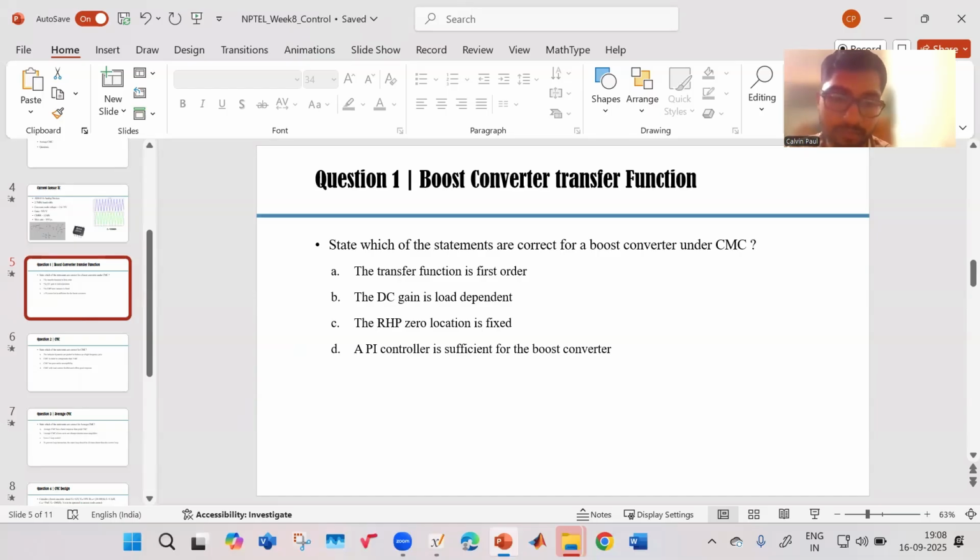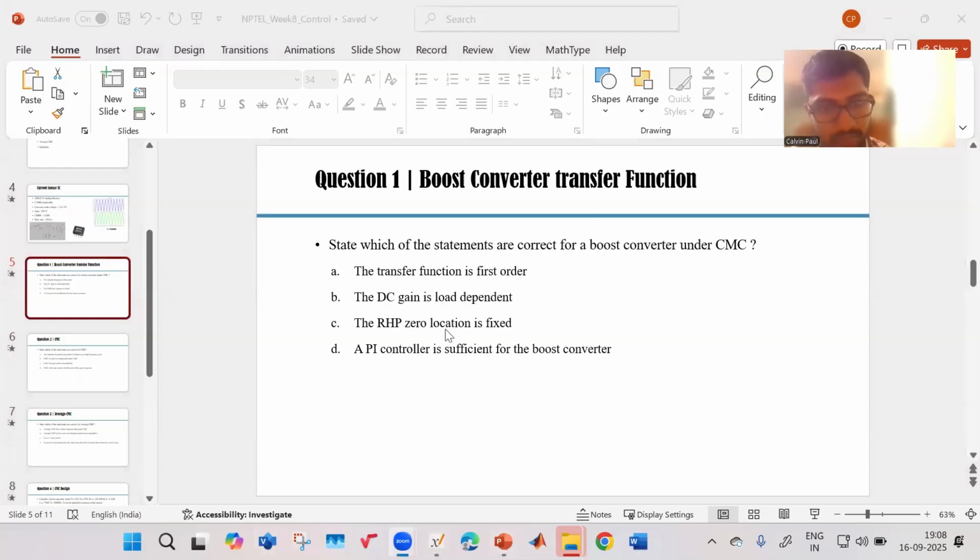Then RHP zero is that depends on R and D. So it is not fixed. Okay. RHP zero is not fixed. And Joshi, is C correct or C wrong? C is wrong, I guess. Okay.